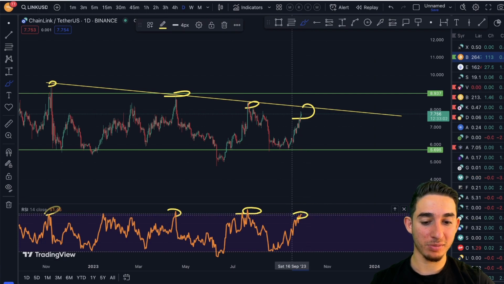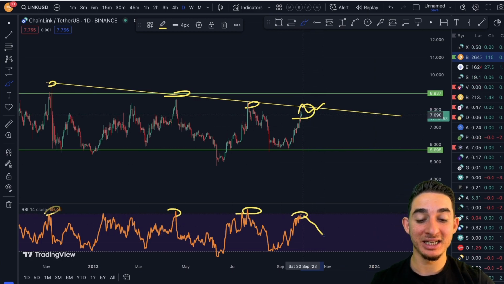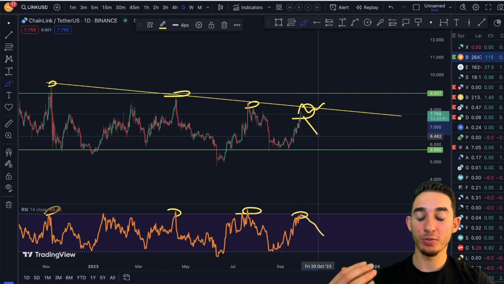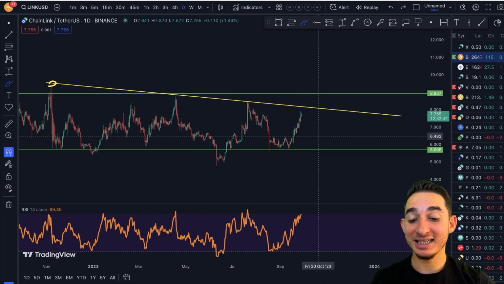So this is obviously going to be very, very interesting. I'm hoping for a consolidation, because a consolidation will bring the RSI down, which will be very bullish. But if we see a hard rejection with volume going up, we could see Chainlink reversing any time soon. But this is looking great overall.